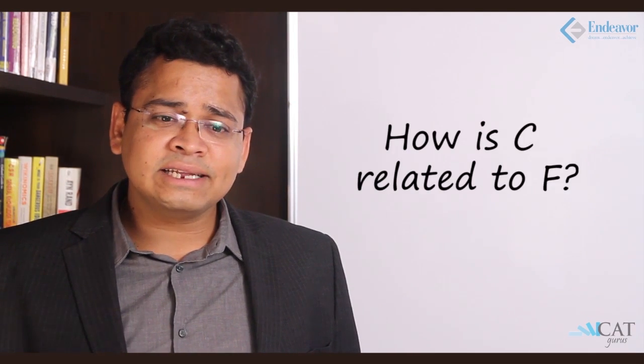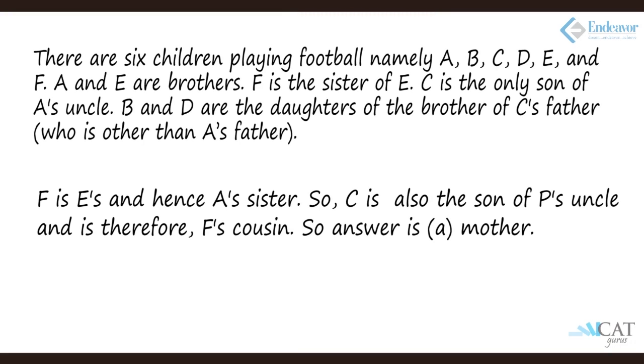If you look into it, the questions will be more or less sorting of these puzzles. The first question here is, how is C related to F? If you consider the question, F is E's and hence A's sister. So C is also the son of A's uncle and is therefore F's cousin. The correct answer to this is option A, which is cousin.